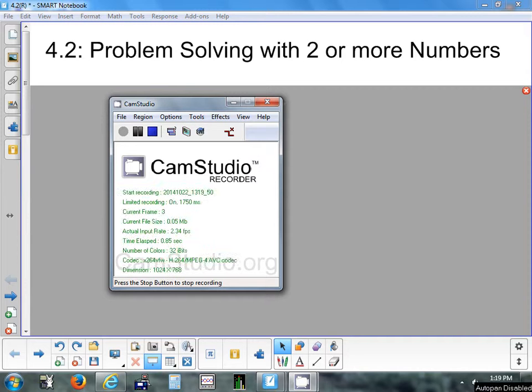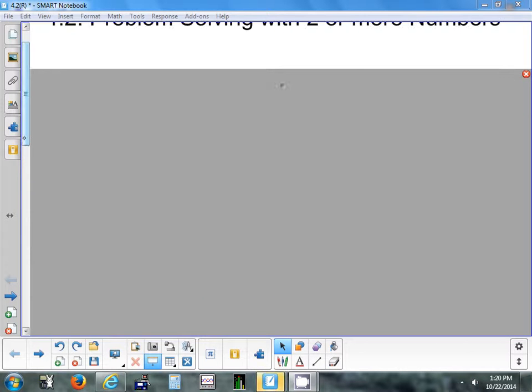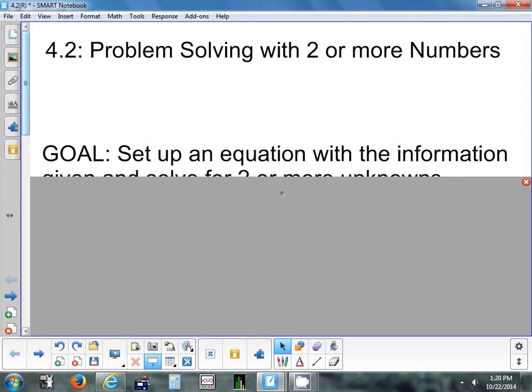So yesterday we started chapter 4. We did section 4.1, which is on just setting up our problem, figuring out what gets the single variable, and then how do we represent the other one in terms of that variable. Okay, 4.2, what we're going to do is we're actually going to solve.